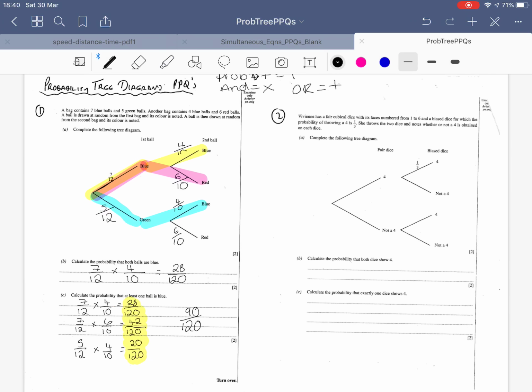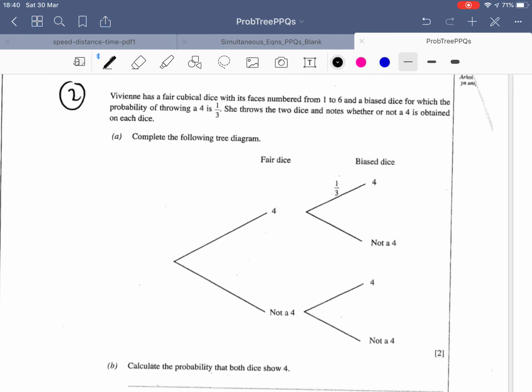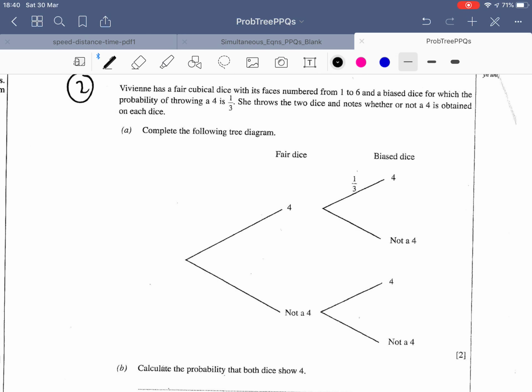Right, next one. So we've got a fair dice and a biased dice. So we should know the probability of rolling a 4 on a fair dice. How many 4s are on a dice? 1. How many sides on a dice? 6. So if the probability of rolling a 4 is 1 out of 6, the probability of not rolling a 4, well, that's 5 out of 6. Because don't forget, they've got to add up to 1.